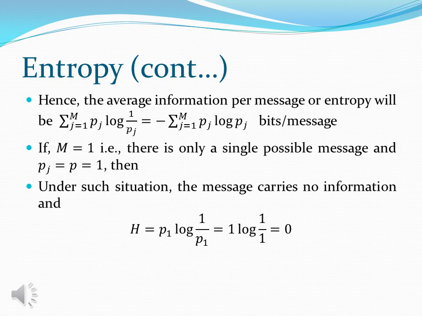Hence, the average information per message or entropy will be summation over j equal to 1 to M of pj log 1 by pj equal to minus summation over j equal to 1 to M of pj log pj bits per message. If M equal to 1, that is there is only a single possible message, and pj equal to p equal to 1, then under such situation the message carries no information and H becomes 1 log 1 by 1, that is equal to 0.